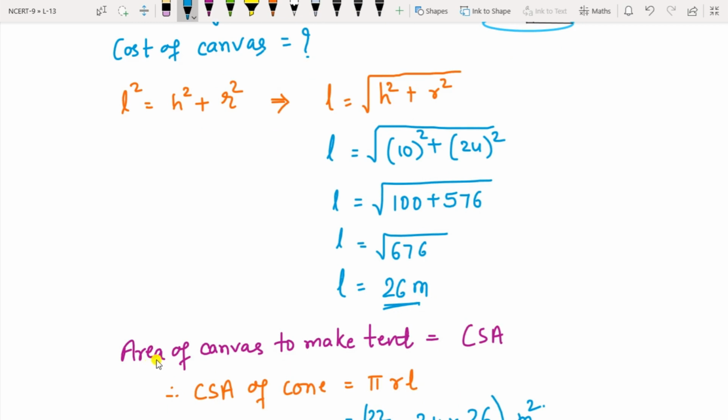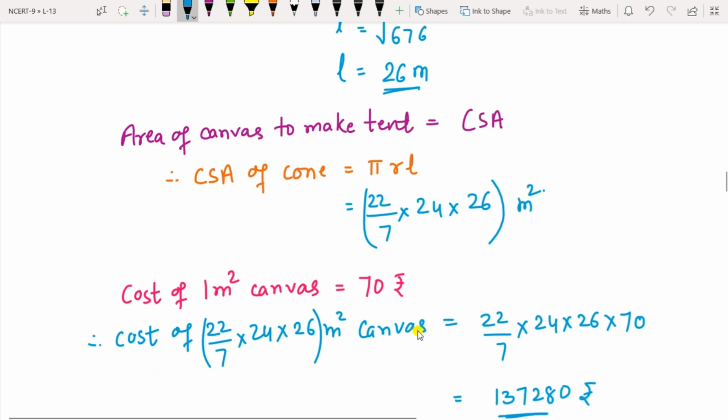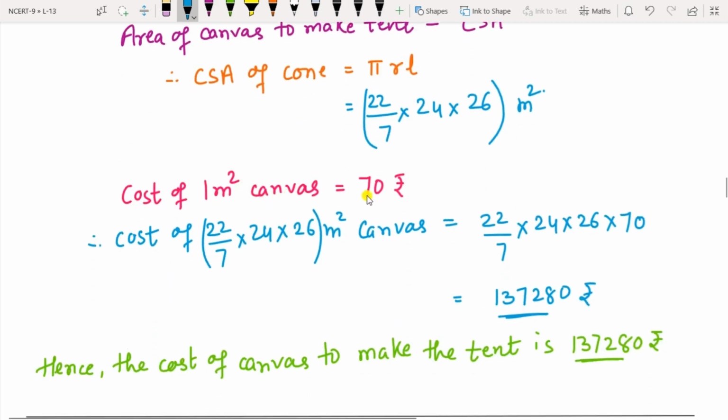Now to find the area of canvas to make the tent, that means the curved surface area, which is equal to pi r L. That is 22 by 7 into 24 into 26 meter square. No need to cancel and find it in decimal, as further calculation is there. The cost of 1 meter square canvas is 70 rupees. So the cost of this much canvas will be this bracket multiplied by 70, which gives 137280 rupees. Hence the cost of the canvas to make the tent is 137280 rupees.